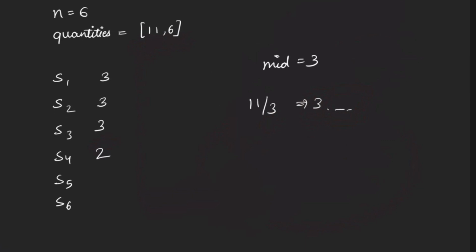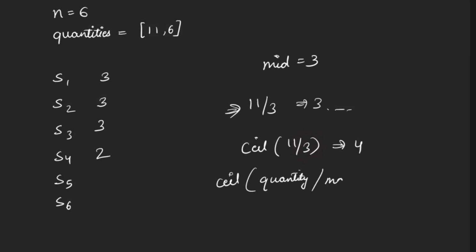So what we can do is that while applying this formula, we can do ceil. We can do ceil of 11 by 3. Then in that case, it will give you 4. In that case, it will give you the exact number of stores that you need for distributing these many quantities with the maximum quantity as 3, right? So basically, you can do ceil of whatever is your quantity divided by the max quantity, right?